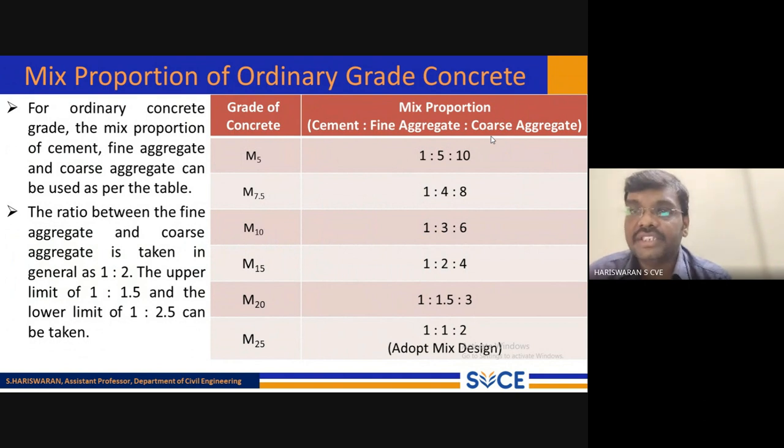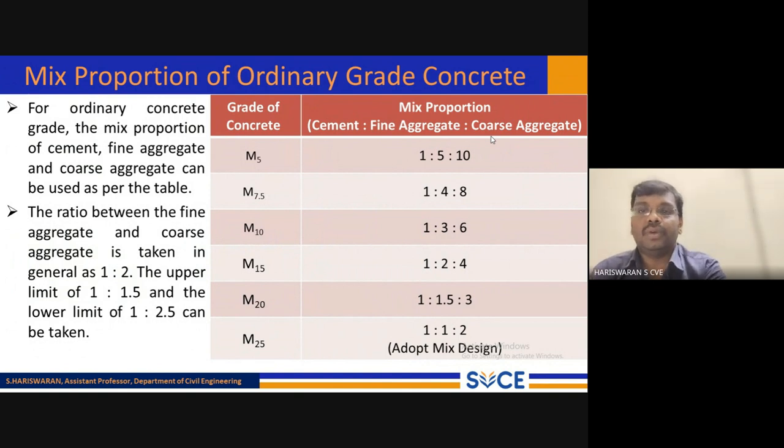During my initial presentation, I highlighted that all the ingredients are referred with respect to the cement, then the fine and the coarse aggregate. As per the IS code, the ratio between fine aggregate and coarse aggregate is always double. If it is X kg of fine aggregate we are taking, the coarse aggregate must be 2 times X. So that is the way.